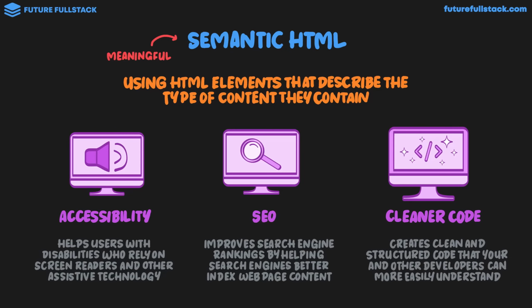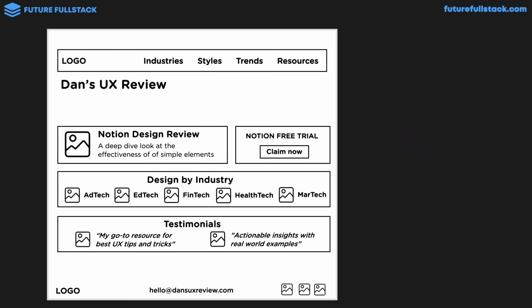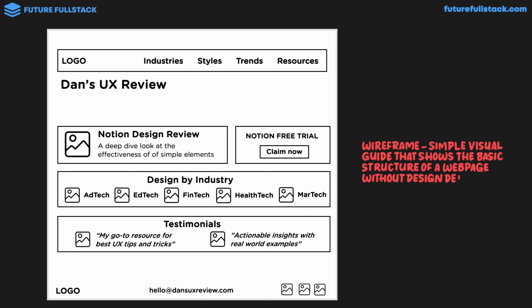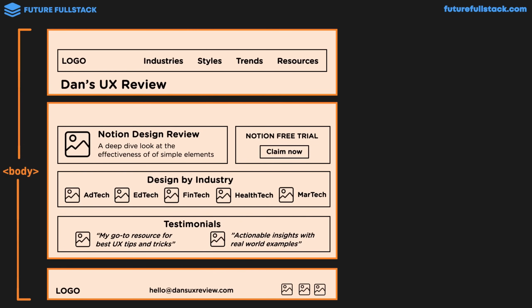To explain semantic HTML, we'll be looking at this mockup of this fake website called Dan's UX Review. The idea of this website is to have articles that review the UX of different web applications. This mockup is called a wireframe. It's a simple visual guide that shows the basic structure of a web page without the design details. Now, as we know by now, all the content of this page is going to be contained inside a body tag. Let's now split this page up into 3 main sections.